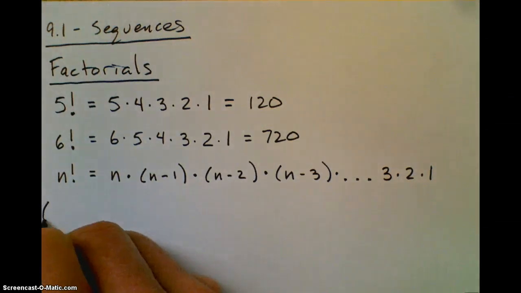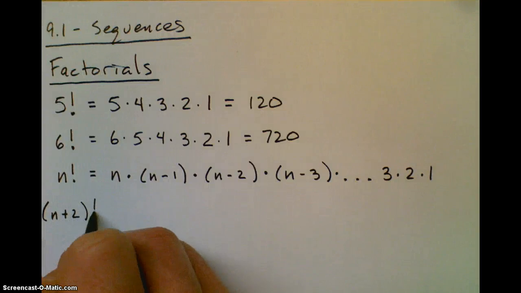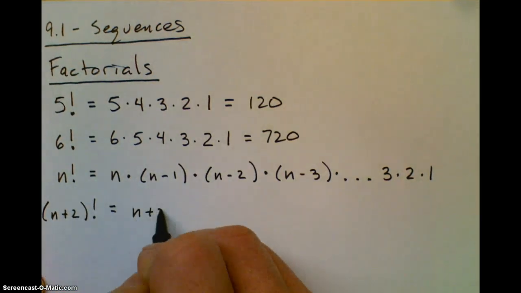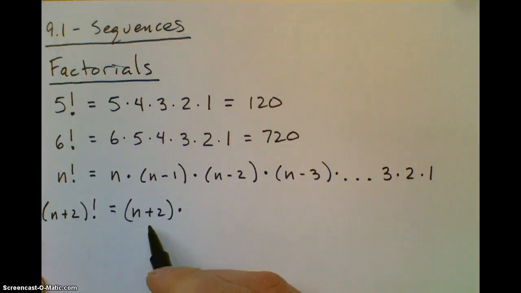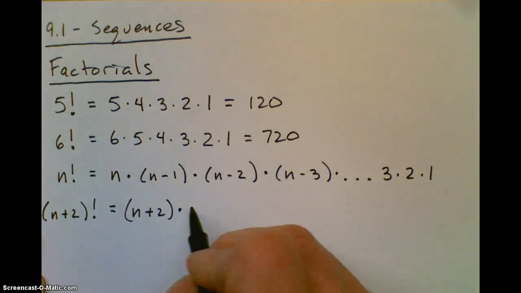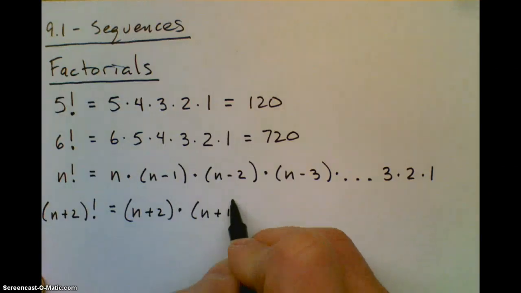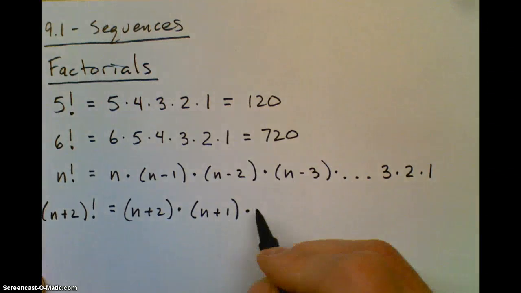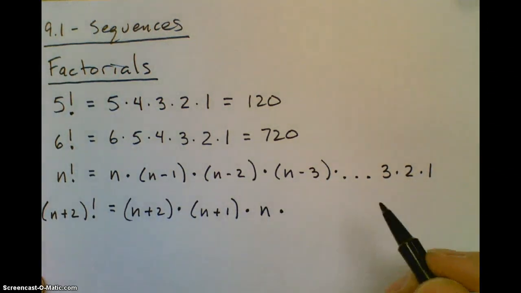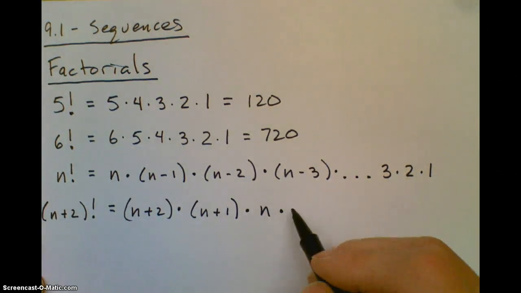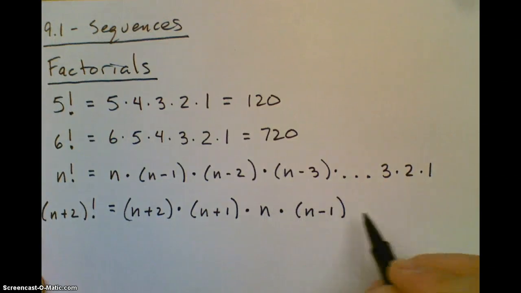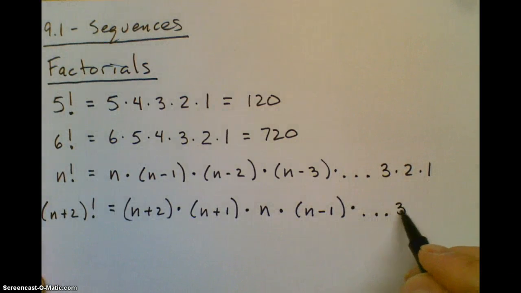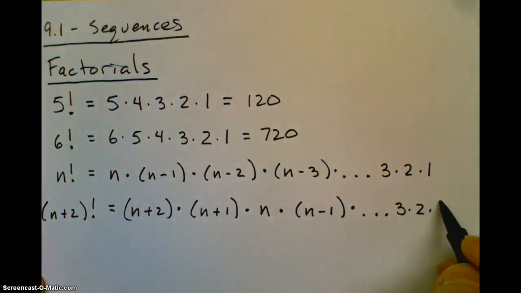How about if I had something like n plus 2 factorial? Alright, we're going to start with the number, so that's n plus 2. Now we need to subtract 1 from this, so n plus 2 minus 1 would be n plus 1. Then we're going to subtract 1 from that again, n plus 1 minus 1, so that would be n. Let's do one more. n, subtract 1 from that, so that would be n minus 1. And we would continue until we get down to 3 times 2 times 1.